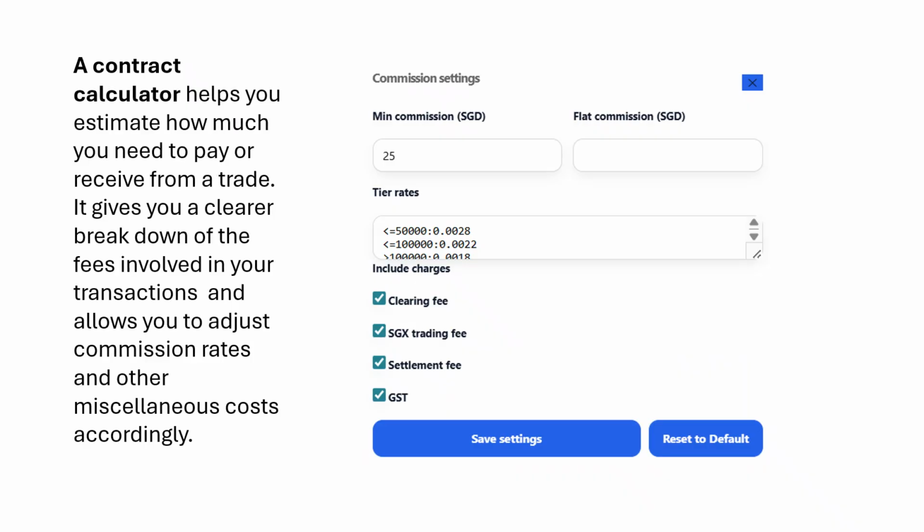A contract calculator helps you estimate how much you need to pay or receive from a trade. It gives you a clearer breakdown of the fees involved in your transactions and allows you to adjust commission rates and other miscellaneous costs accordingly.